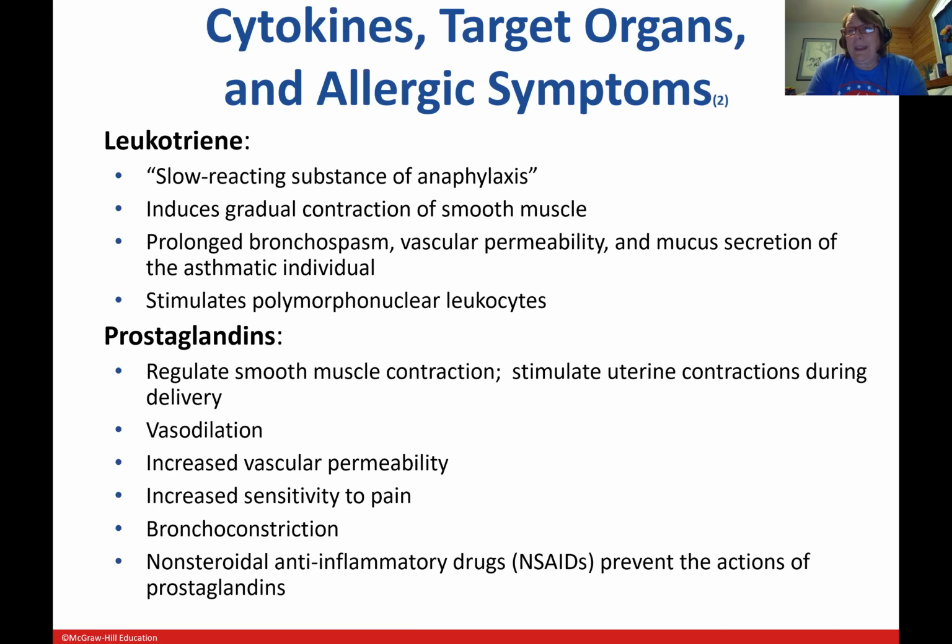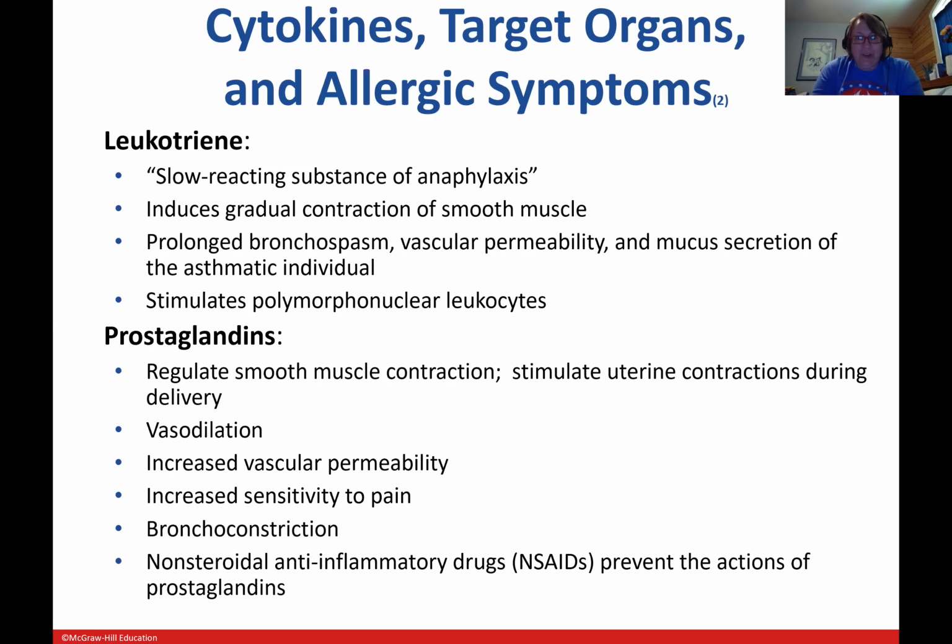The last of the cytokines produced by these mast cells are prostaglandins, and it also causes smooth muscle contraction. This actually is one of the cytokines that will cause uterine contractions during delivery. It tends to be uncomfortable, so it tends to be irritating those muscles to make them contract. Again, vasodilation, increased vascular permeability. In this case, you also get increased sensitivity to pain. And again, that has to do with that irritating effect of the prostaglandins.